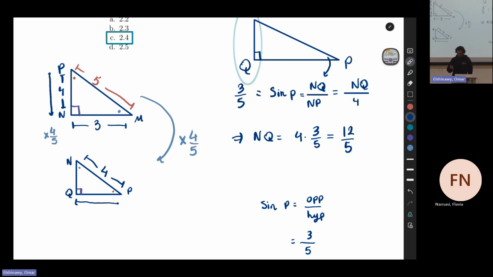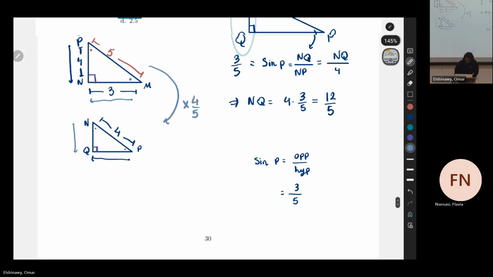Yes, so that's why Pn is not important. If you want to find QP, sure, but this is not important. We would like to find NQ, correct? So just start from the blue angle and go to the right angle. If I start from the blue angle and go to the right angle, I get this side.